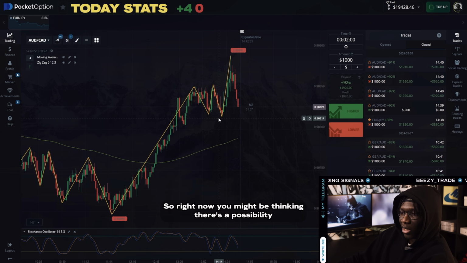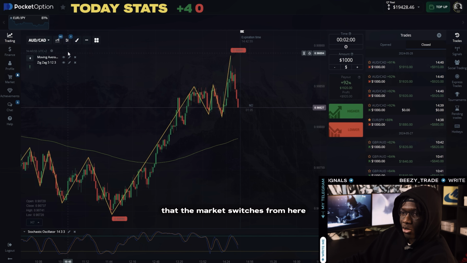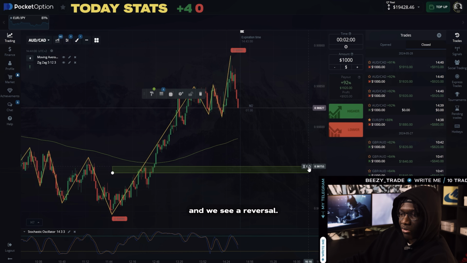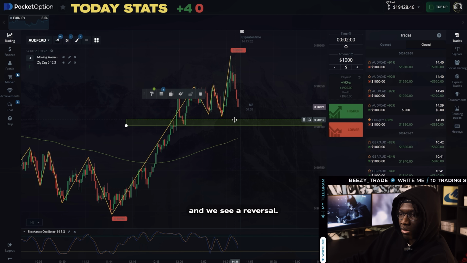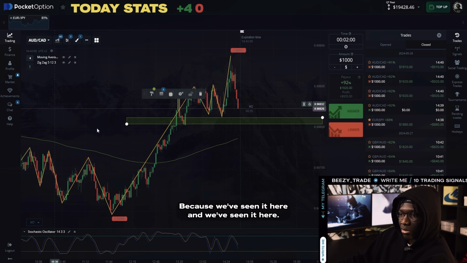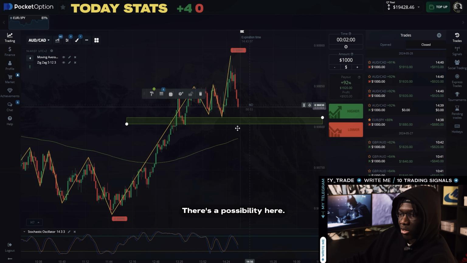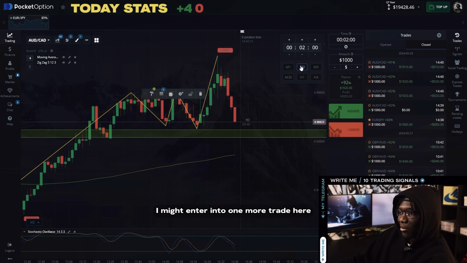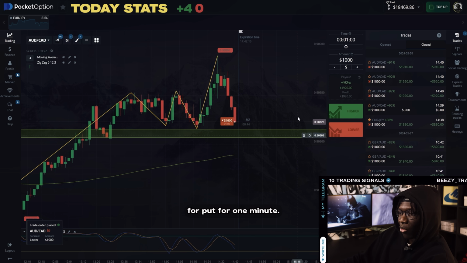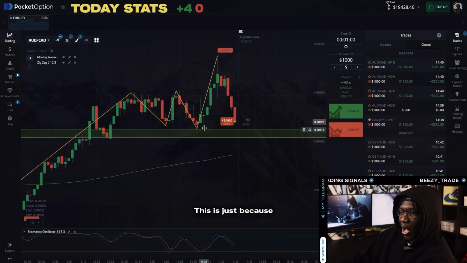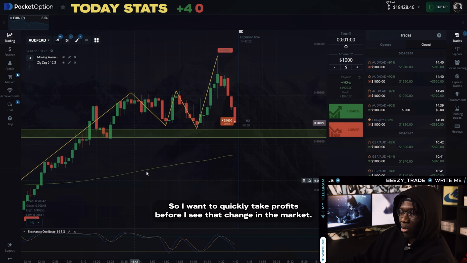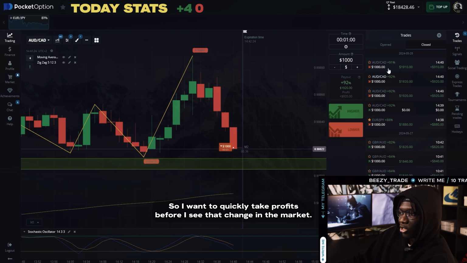So right now you might be thinking, there's a possibility that the market switches from here and we see a reversal, because we've seen it here and we've seen it here, and there's a possibility here. So what you're thinking to yourself, do you continue to go into a trade? I might enter into one more trade here for a put for 1 minute. This is just because I'm thinking that the market is going to turn somewhere around here. So I want to quickly take profits before I see that change in the market.